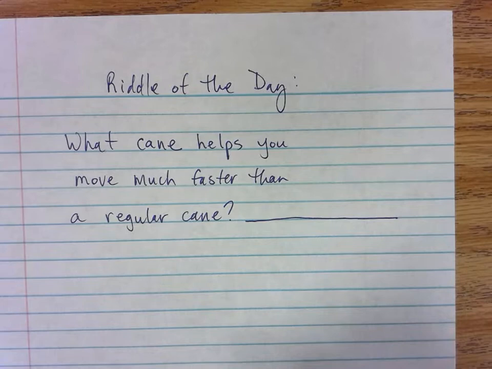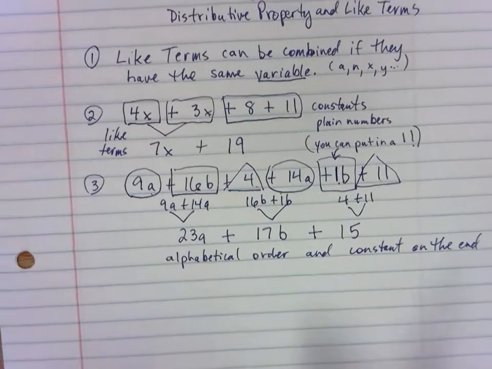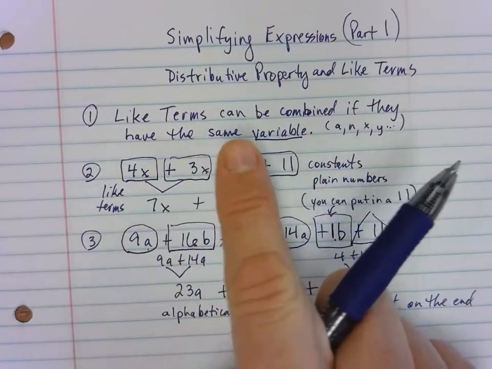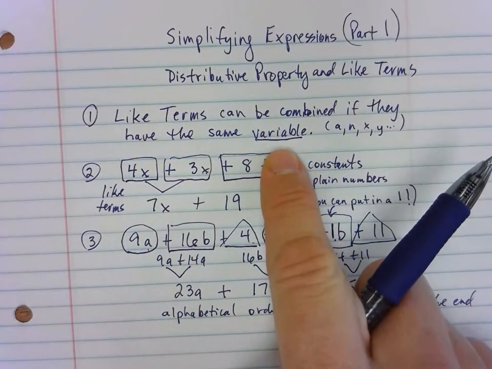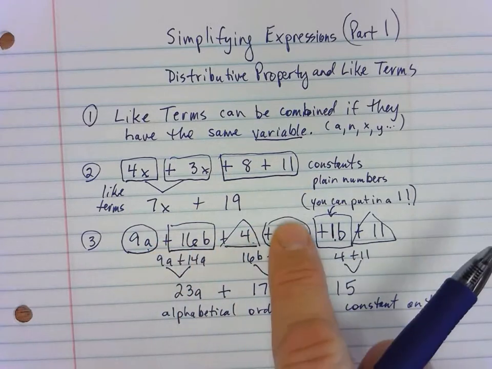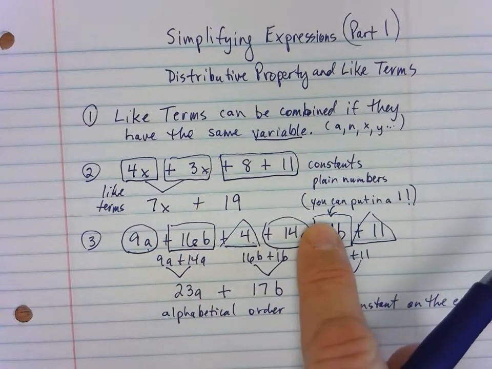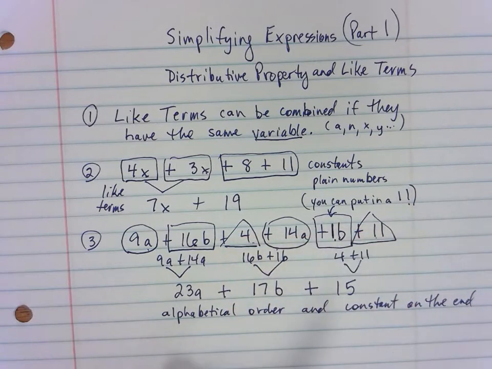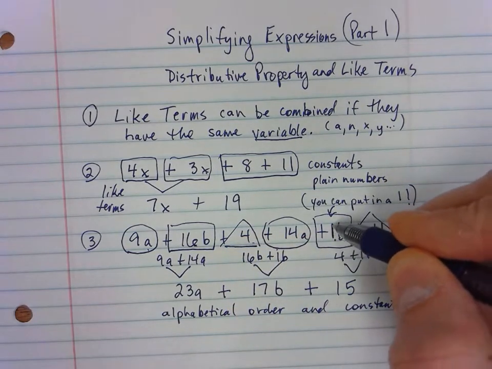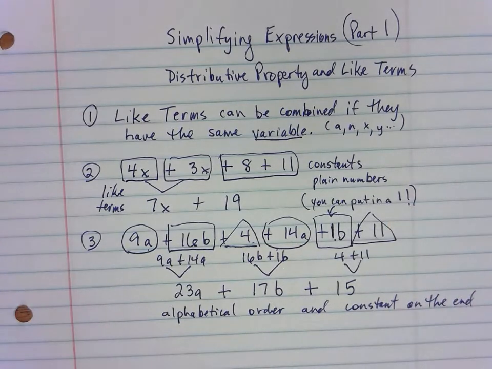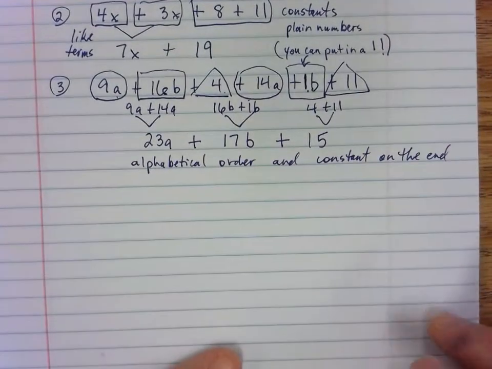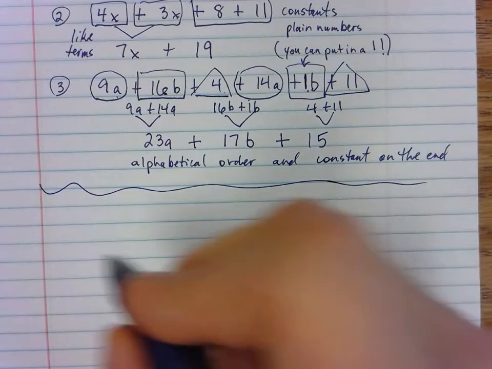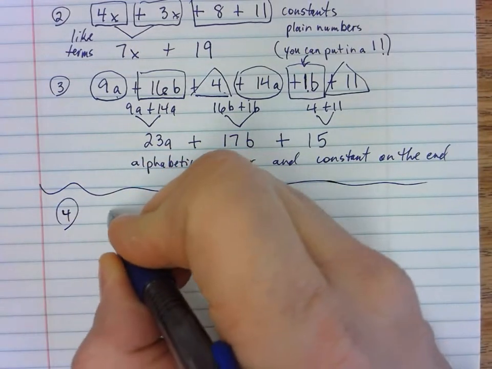So far we've talked about like terms are the ones you can combine if they've got the same variable. So again, we put the A's with the A's, we put the B's with the B's, and if it's a plain old number, it's called a constant. So we put the 4 with the 11, and don't forget, if it don't have a number, you can throw a 1 in front of it anytime it just gives you a plain old one. Now we're going to take it up a notch here. Now we're going to talk about doing this with the distributive property.